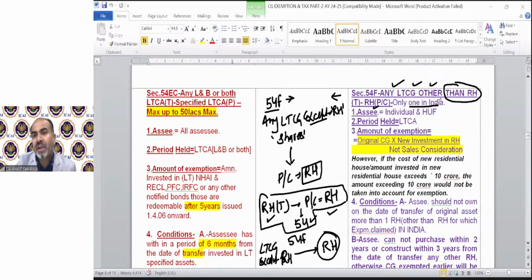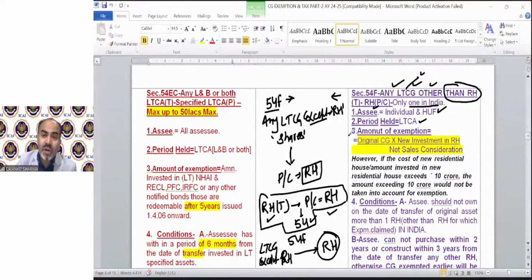Only one in India. For section 54F, there is only the option to purchase one residential house. There is no concept of two residential house purchase as in case of section 54. The assessee will always be an individual or HUF. The time period should be long term because we need long-term capital gain also.